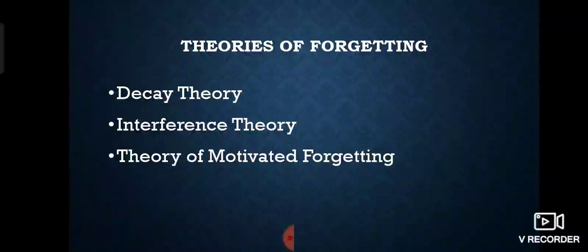So again, retroactive interference would occur when a new information is interfering with the retrieval of a previously learned material. Itong proactive naman, it occurs when an old learning interferes with the retrieval of a new information.